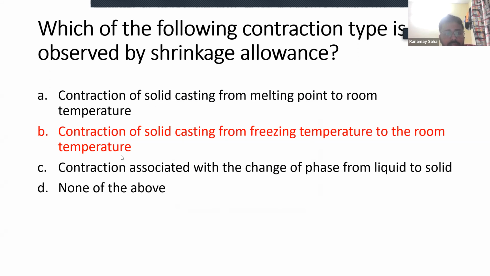So here in this case, option B is correct because the solid contraction is the most important, which is happening from the freezing temperature to room temperature. When we give shrinkage allowance in casting, we of course take into consideration the contraction from freezing temperature to room temperature, because it has the maximum contraction in nature.